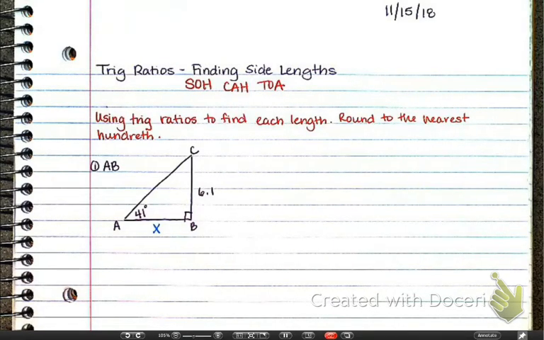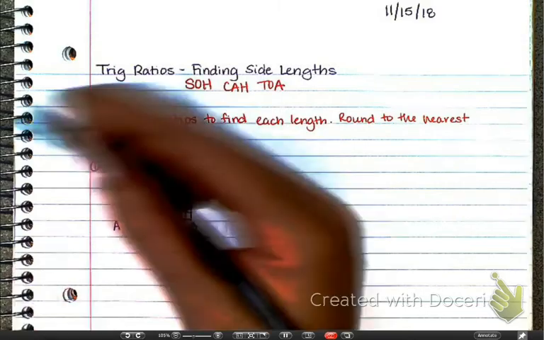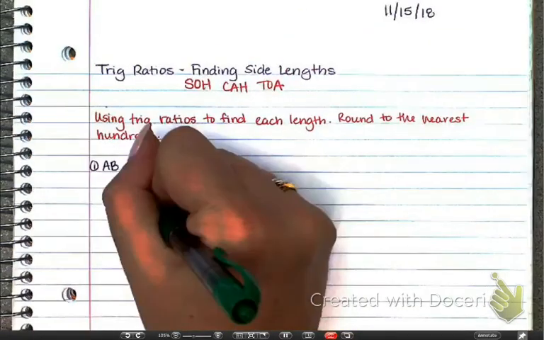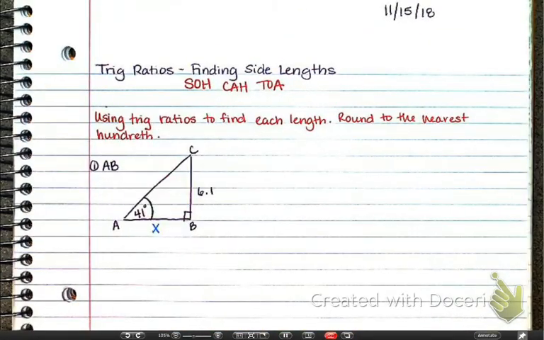Which angle do you think my reference angle is going to be? Which angle am I going to use to label on my sides, would you guess? If you had to look at that triangle, which angle would I potentially use to label all my sides? Okay, my second question is, what angle do you know? You know angle A is 41 degrees, okay? So angle A is going to be my reference angle. So we're going to use the angle that we know as our reference angle.